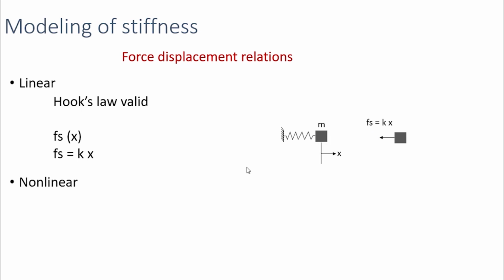In the nonlinear case, Hooke's law is not valid, and this restoring force is not just a function of x, it is also a function of x dot, because the restoring force will depend on the rate of loading also. So this restoring force will be a function of the displacement and the velocity of this body. In our course, we will be dealing with linear material, so our stiffness model will be linear. We will be dealing with systems where Fs is equal to Kx.